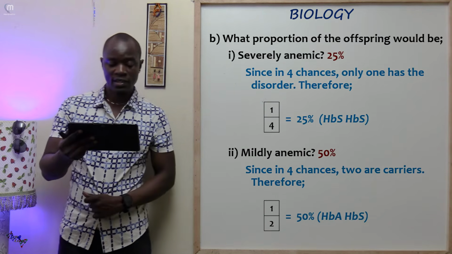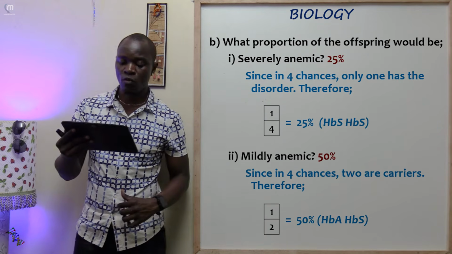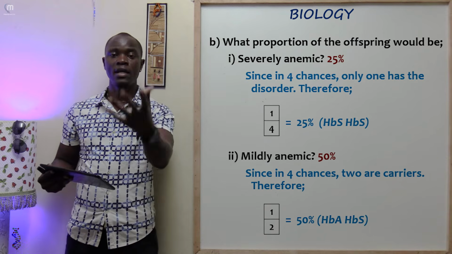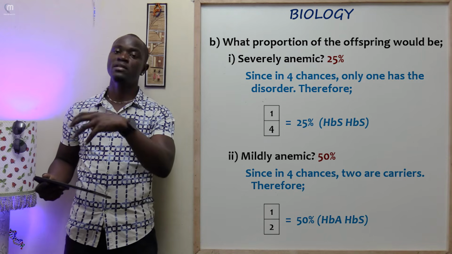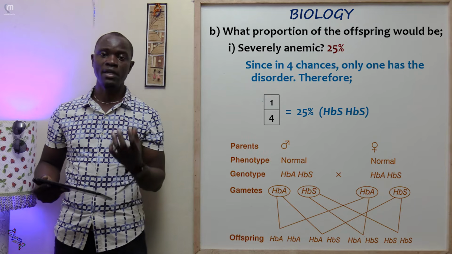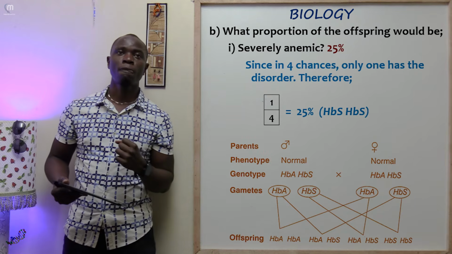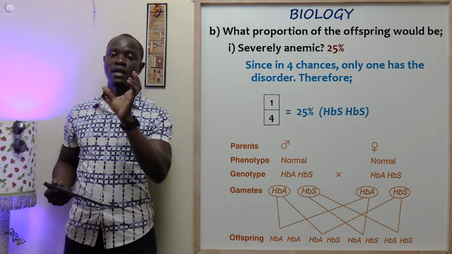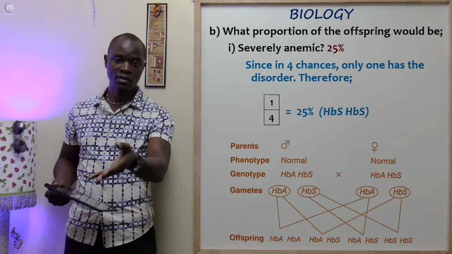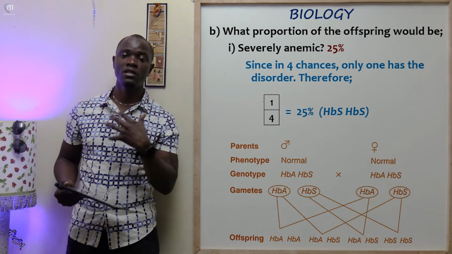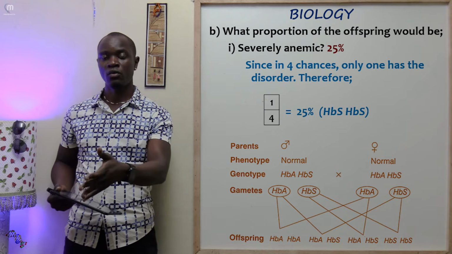Part B of the question is asking, what proportion of the offspring will be severely anemic? Severely anemic, anemia, sickle cell. That's what it's called, sickle cell anemia. So severely anemic means that the offspring has sickle cell. You can see all the symptoms and conditions, and they also have the genes for producing an offspring who is also sickle cell.